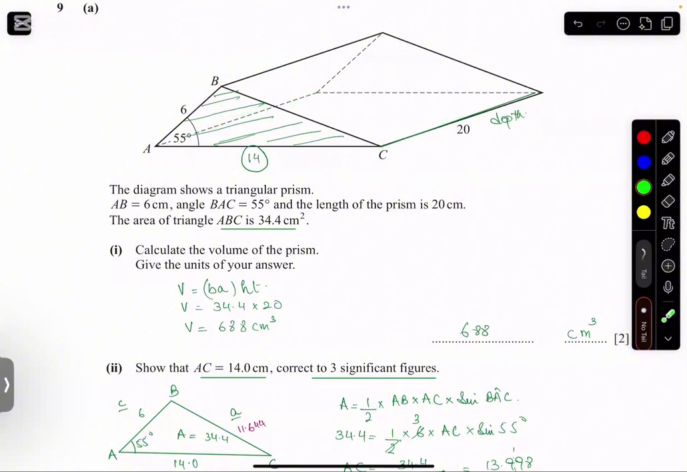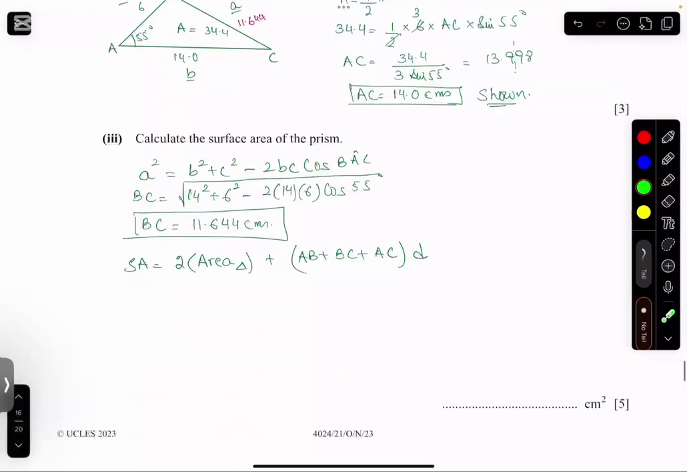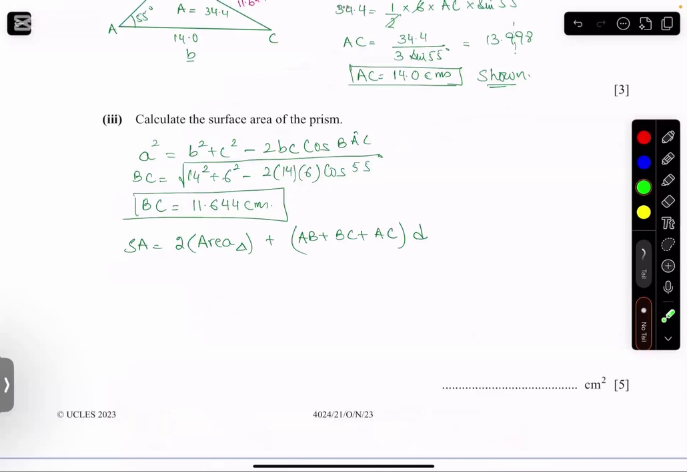And when I do that, I will be getting the area of the three rectangles. One is this rectangle, second is this rectangle, and the third is this rectangle, right? So this is how simple it is to get the surface area of the prism.